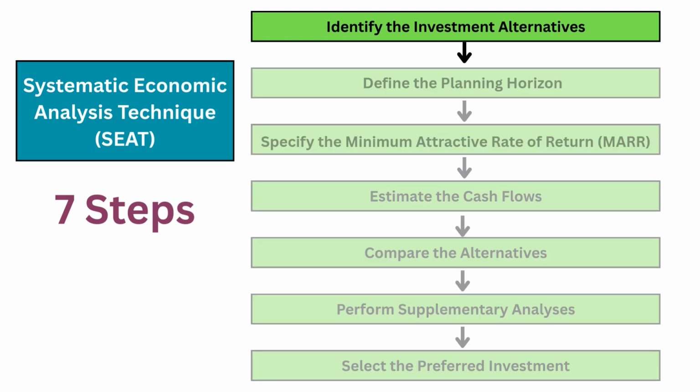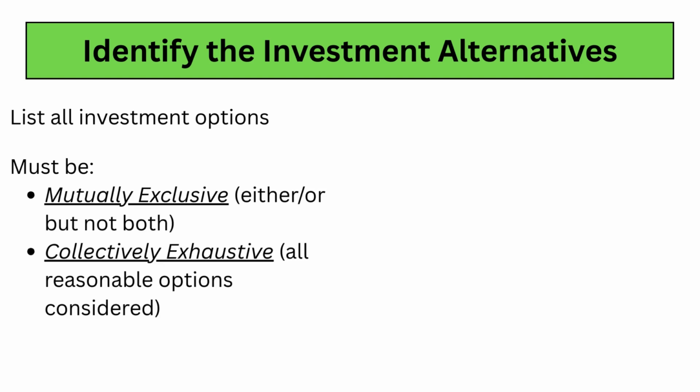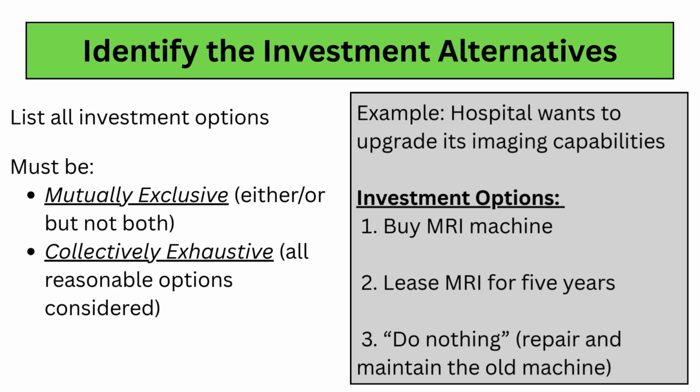Step 1. Identify the investment alternatives. Start by listing all the choices available. Make them mutually exclusive, meaning you can pick either or, but not more than one, and collectively exhaustive, meaning you've considered all reasonable options. For example, a hospital wants to upgrade its imaging capabilities.